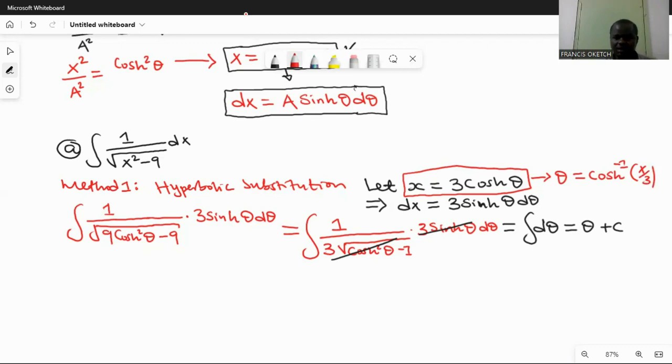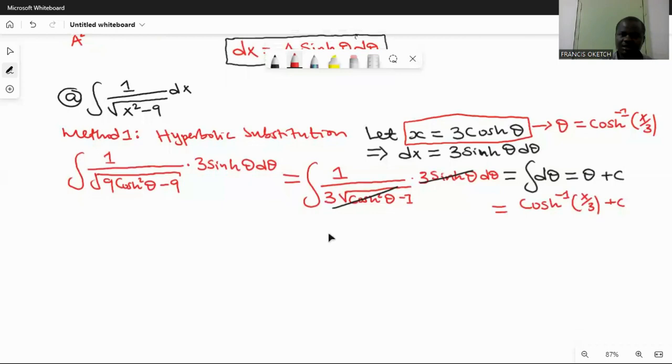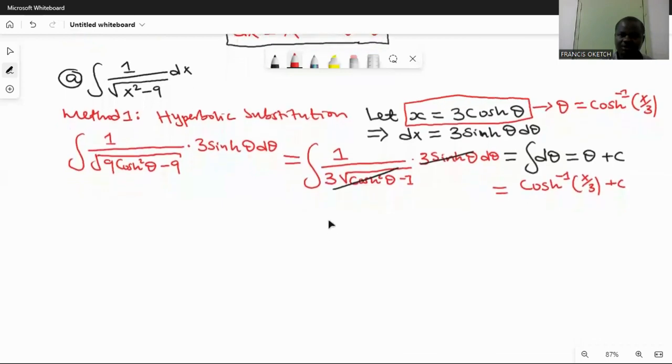So that our answer here, I'll write this is equal to, we are replacing theta, so cosh inverse of x over 3 plus c. Remember, c is the constant of integration. That is method 1. I told you there are 2 methods.